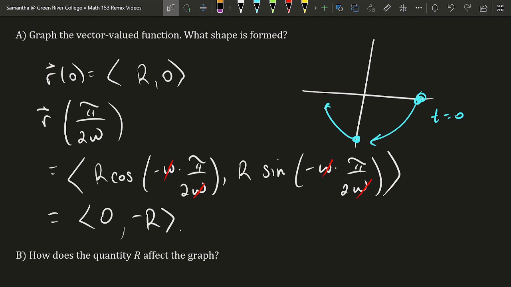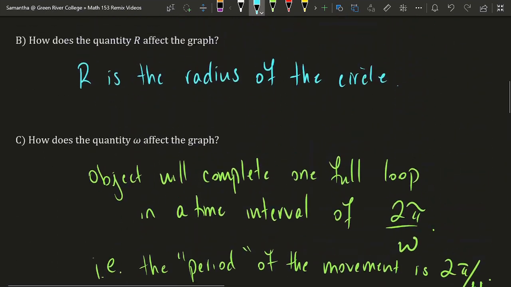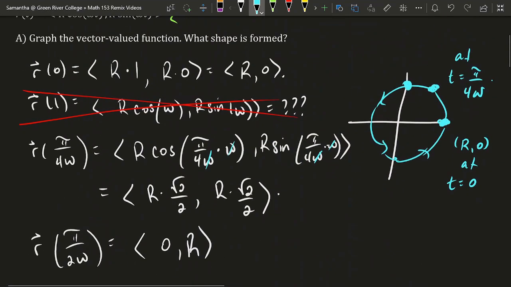If I continue with those calculations, plugging in various values of t, I find that exactly the same circle is formed. A circle of radius r equals whatever. One loop completed in 2 pi over omega units of time.